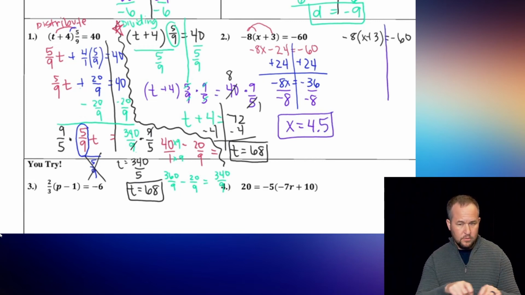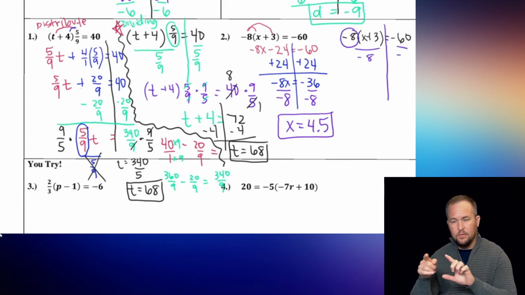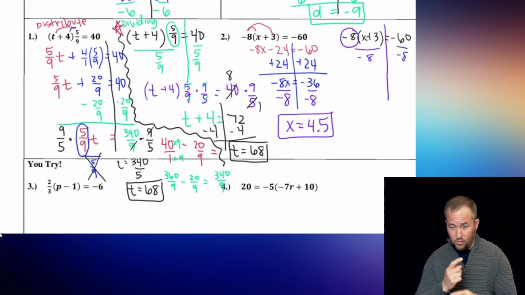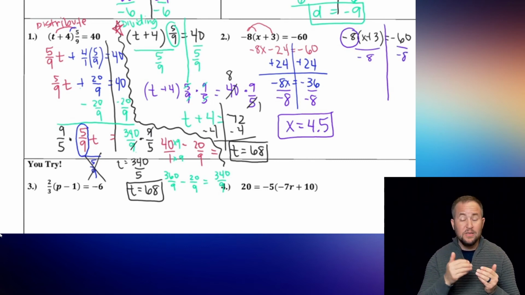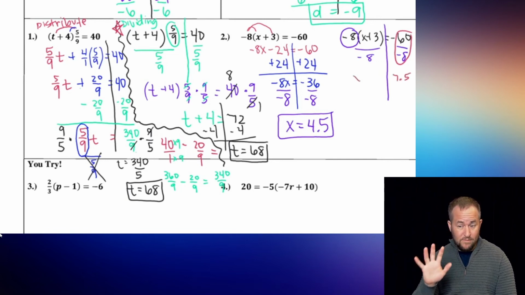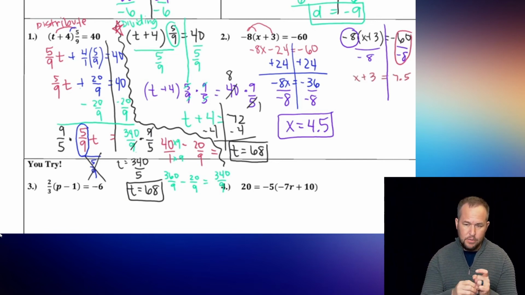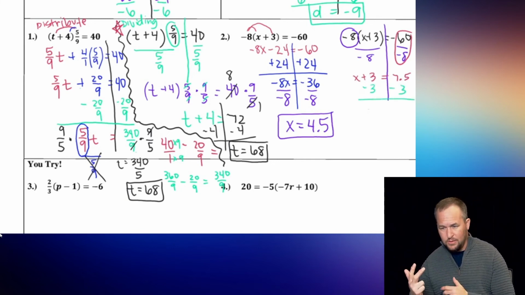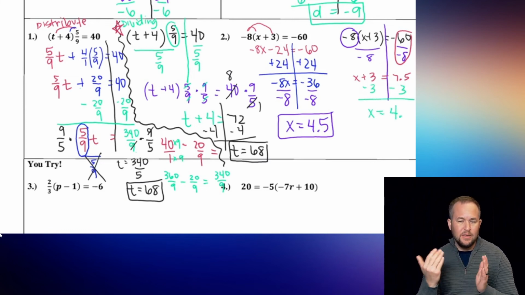Or you can work it this way, and we can divide by this number that's on the outside. So divide by negative 8, divide by negative 8. So in this instance, distributing is probably a little bit easier. The reason being is 60 divided by 8 is not a nice number. So I would have to do 60 divided by 8 off to the side, which is 7.5. So then x plus 3 equals 7.5. Subtract 3 from both sides. Final answer, x again equals 4.5.